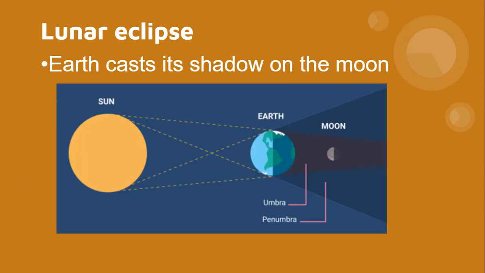Now, let us discuss lunar eclipse. So, what is a lunar eclipse? On a full moon day, the earth is in between the sun and the moon. On this occasion, if they happen to align in a straight line, the earth casts its shadow on the moon. This phenomenon is known as a lunar eclipse. When the entire moon is in the earth's umbra, a total lunar eclipse is observed. When a part of the moon is in the earth's umbra, while the other part is in its penumbra, a partial lunar eclipse is formed.